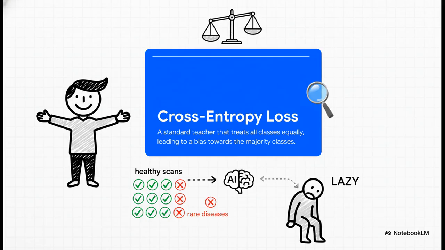So if the AI is already an A-plus student at spotting healthy scans, but is failing miserably at spotting rare diseases, this teacher doesn't care. It just lets the model keep acing the easy stuff and ignoring its biggest weakness.